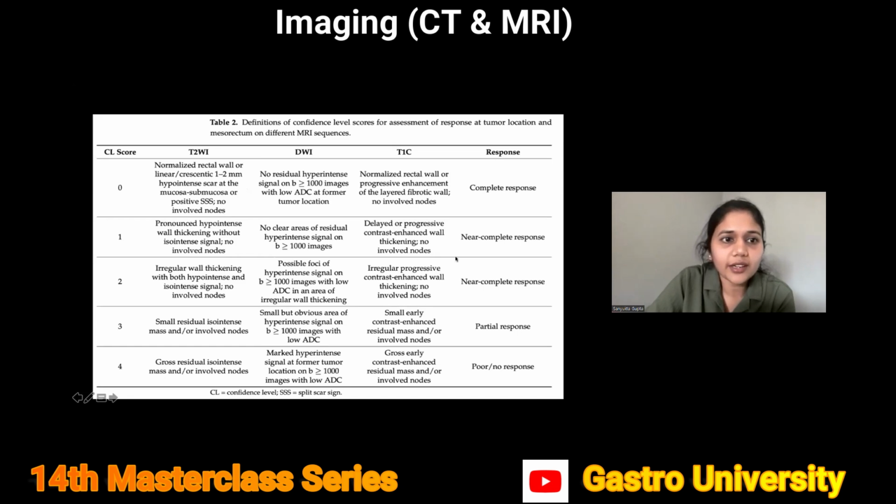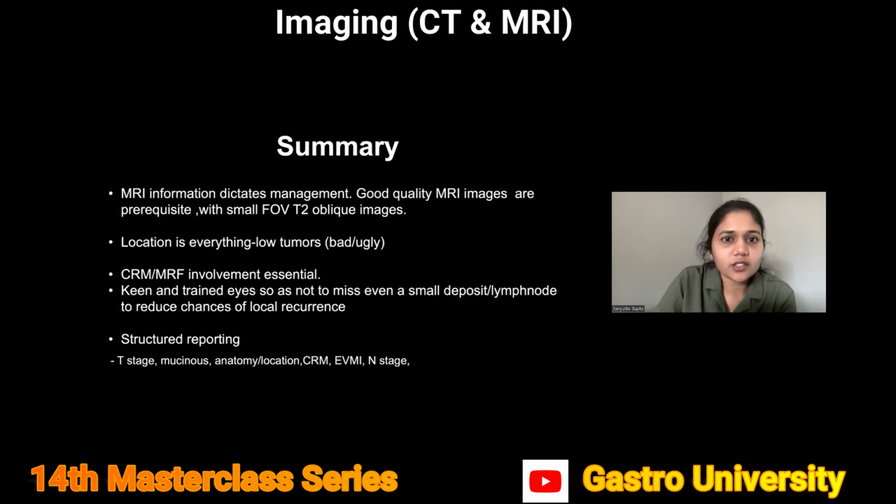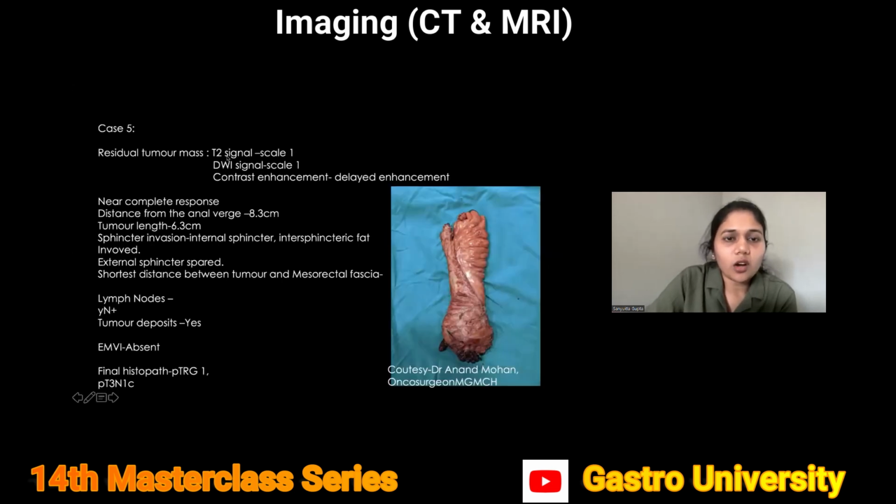Then we have the categories of near complete response, partial response, and then no response at all. So this was how the scoring was done. Then pathological grading and the MR tumor response grading were compared. This is the residual tumor mass, and on the T2 signal it was given as scale 1, that is near complete response. On diffusion it was also given as near complete response. Contrast enhancement is found to be delayed enhancement, which again means that fibrosis has occurred. This was given as near complete response.